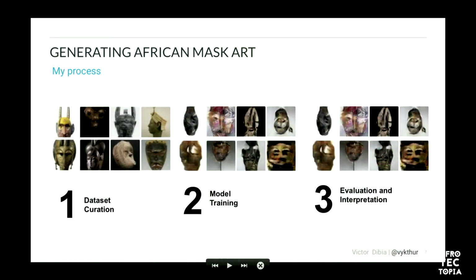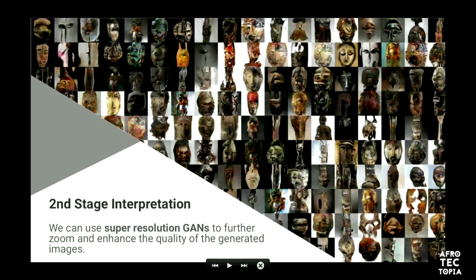And so this is the general process. You create a data set. With my work, I came up with about 9,000 examples of African mask art, and we gave that to a neural network. Then I went through the process of selecting good outputs and updating those. It turns out you can go further and use neural networks to enhance the quality of these images through a process called super resolution GANs.